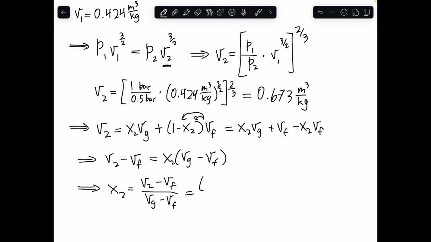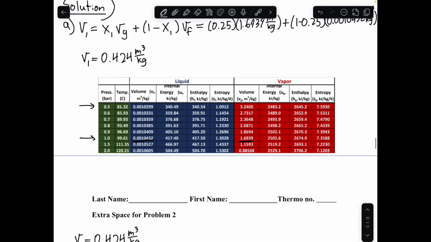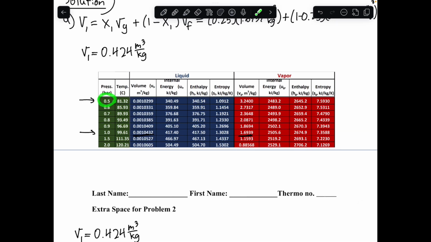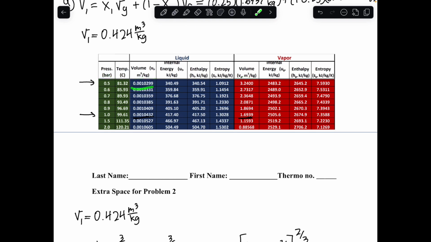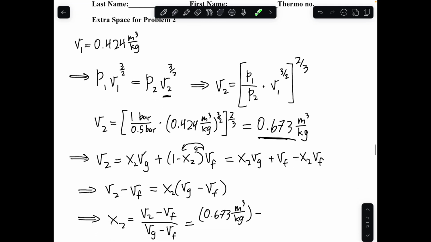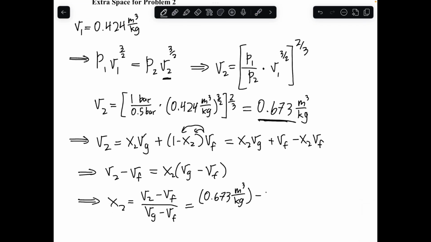So then V2 we found again to be this 0.673 meters cubed per kilogram. And then we subtract off. Now we need the values from the table at 0.5 bar because that's our ending pressure. So this is Vf and this is Vg now. So we're subtracting off Vf first, which is 0.0010299 meters cubed per kilogram.